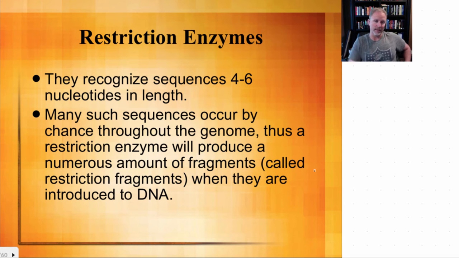All right, what we said is they typically recognize nucleotide sequences that are about 4 to 6 base pairs in length, and these things are scattered throughout the genome. And typically you know what you want to cut, so you search for the gene, you find the particular cut site that you're looking for, and then you get the restriction enzyme to do your experiment with.